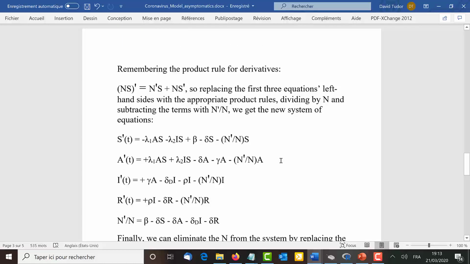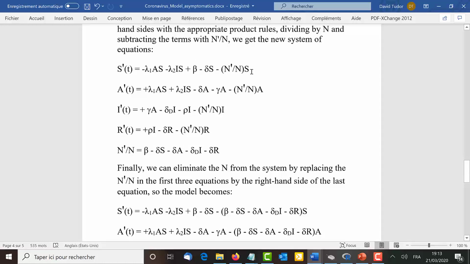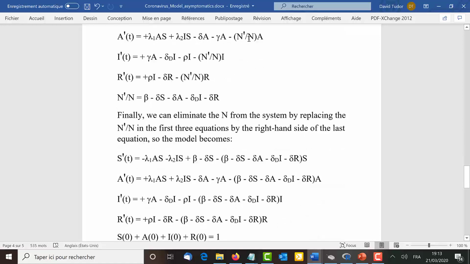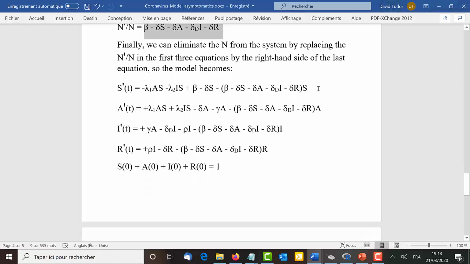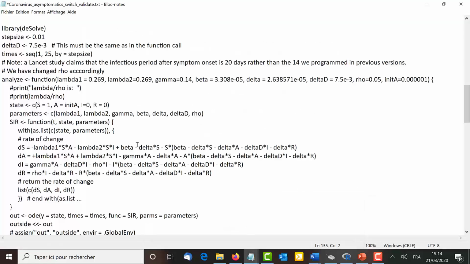So when we do the arithmetic with the product rule that we talked about before, and we divide by N, we get the equations that we had before without the N's, but we have to subtract this term from each one of these equations here, as we saw in the first video. So eliminating the N prime over N by replacing it by this particular expression here, we get the system of equations that we're actually going to program and estimate the parameters for. So let's go over to the program. The first thing I did is to validate the program.